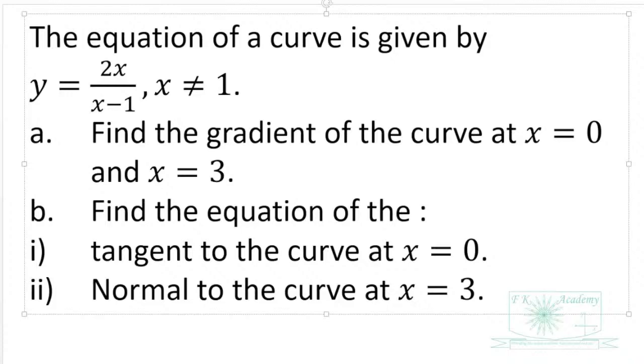We are going to prepare for the exams by going through these questions. Further mathematics. The equation of a curve is given by y equal to x over x minus 1, x not equal to 1. We have to find the gradient of the curve at x equals 0 and x equals 3.